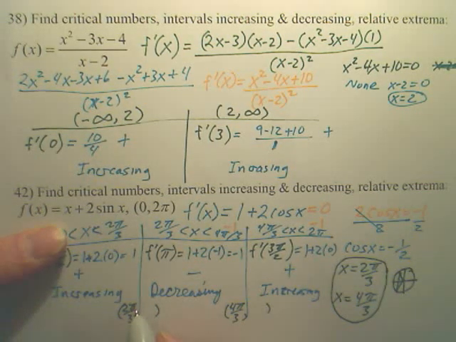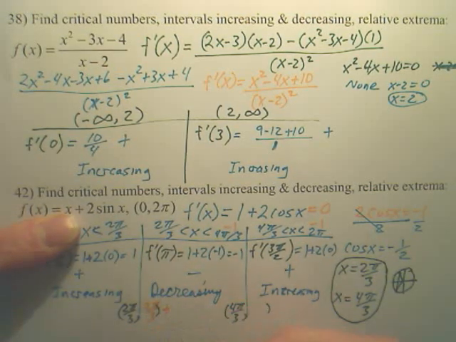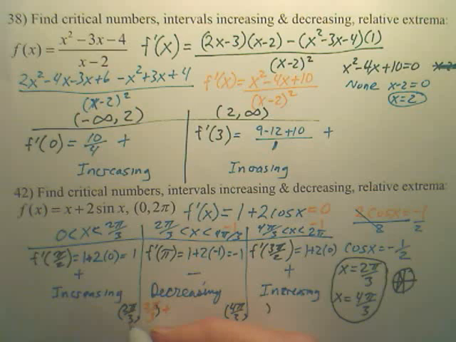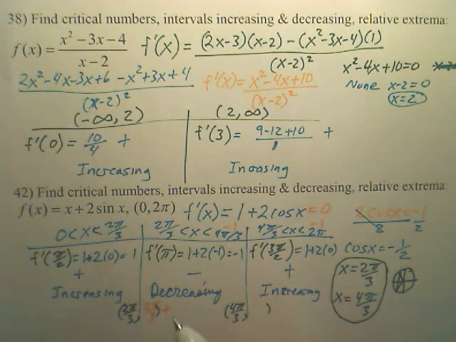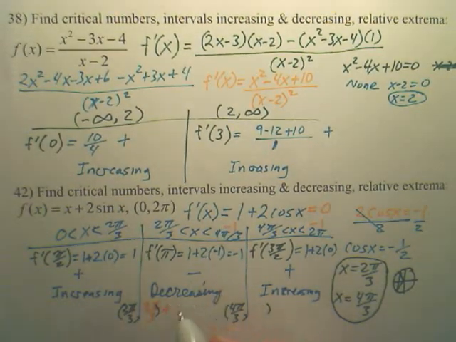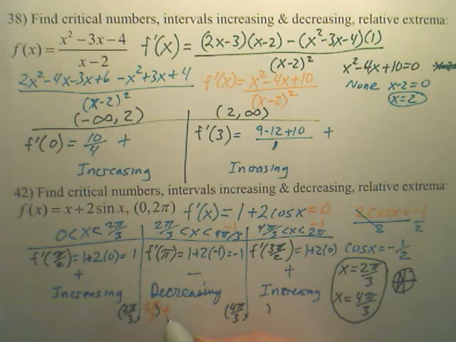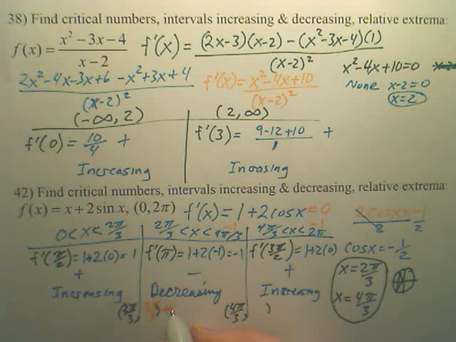If you plug 2 pi over 3 here, isn't it just going to be 2 pi over 3 plus 2 times sine 2 pi over 3? Well, what's sine 2 pi over 3? You're going to run out of space here. You're going to end up with just the square root of 3.